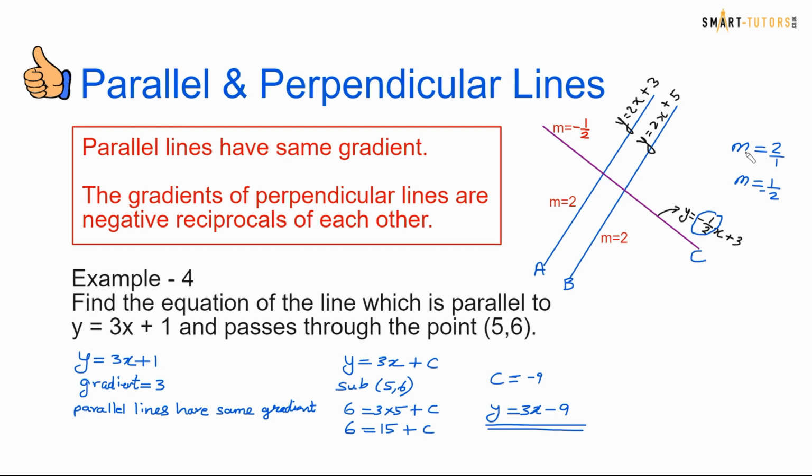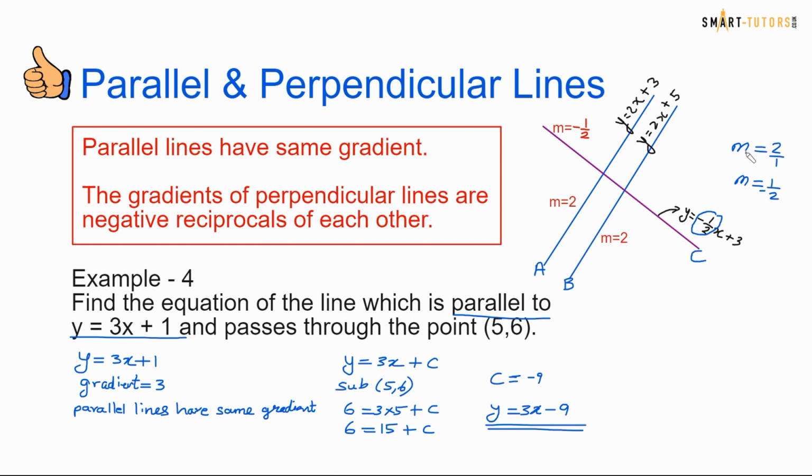Have a look at the question here. Example 4. Find the equation of the line which is parallel to y equals 3x plus 1 and passes through the point (5, 6). The condition is parallel to the line y equals 3x plus 1. So y equals 3x plus 1, the gradient is 3. Parallel lines have the same gradient. Therefore, the equation has to be y equals 3x, but the intercept can be different.